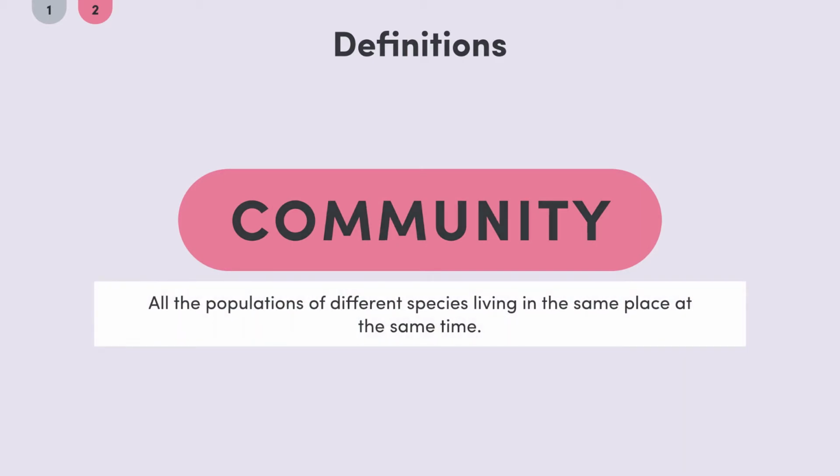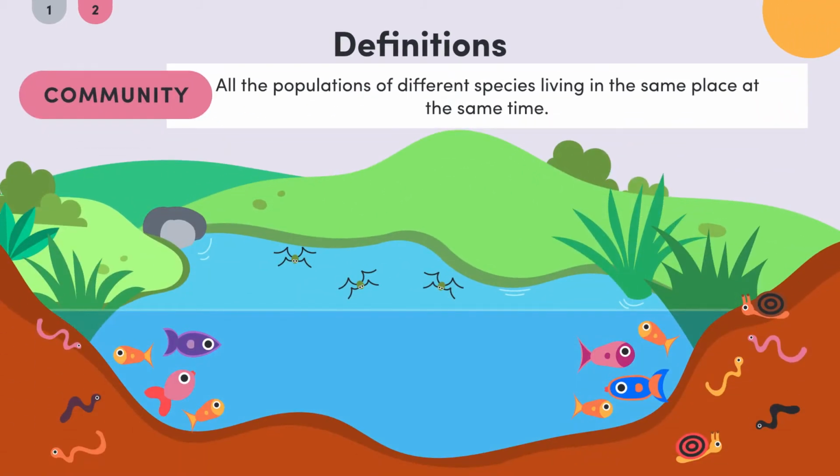The term community defines all of the populations of different species living in the same place at the same time. The word place in our definition is quite a loose term because it could apply to all of the organisms that live in an ecosystem like the pond. But it could also apply to all the populations of organisms that live in the sediment of the pond or in the reeds of the pond. Basically, we need to specify the specific habitat or habitats that we're referring to when we talk about the community in an ecosystem. As such, communities can be all different sizes.